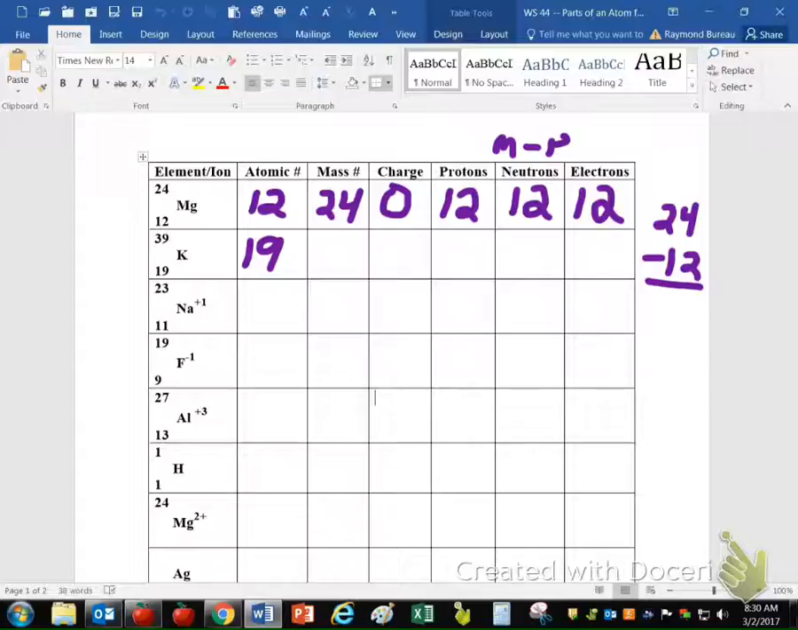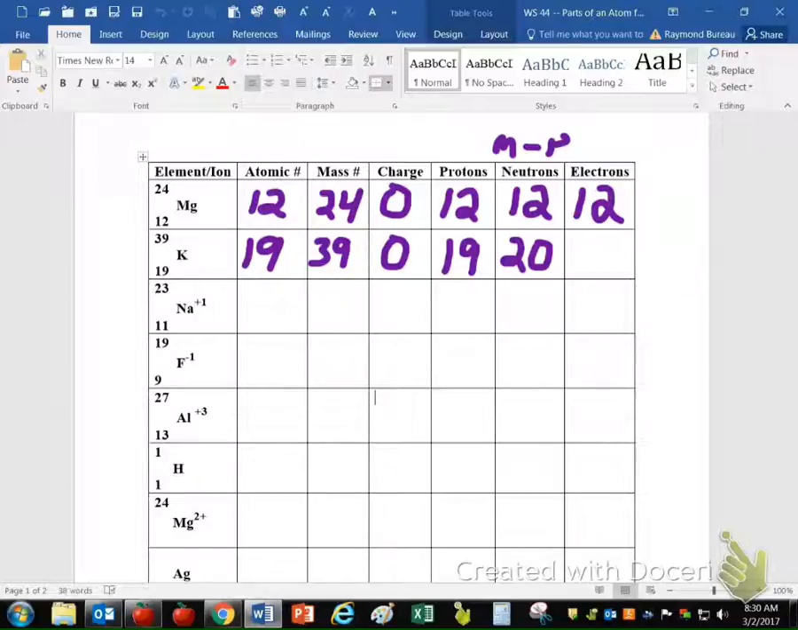The mass number means there are 19 protons plus some neutrons to make a mass of 39. What's the charge given? 0. How many protons? 19. It is the atomic number. How many neutrons? How'd you get 20? You subtract. That is correct. Subtract them.